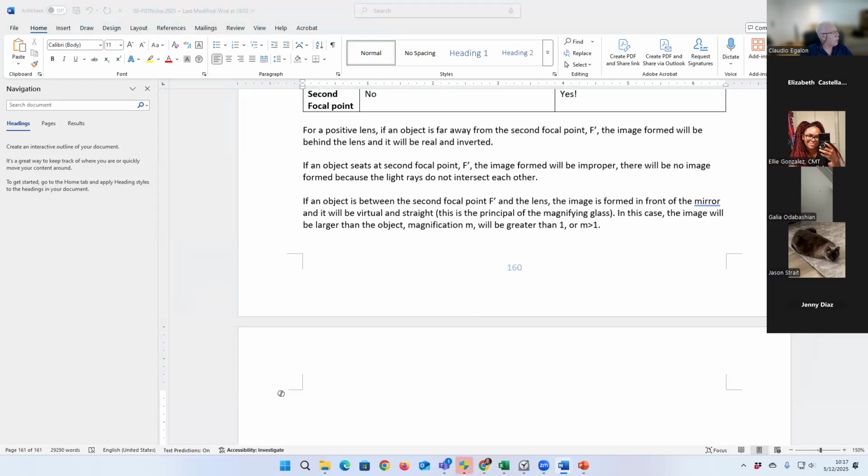What else do you have to know? Converging lenses, positive lenses, the focal distance is greater than 0. Diverging lenses, the focal distance is less than 0.